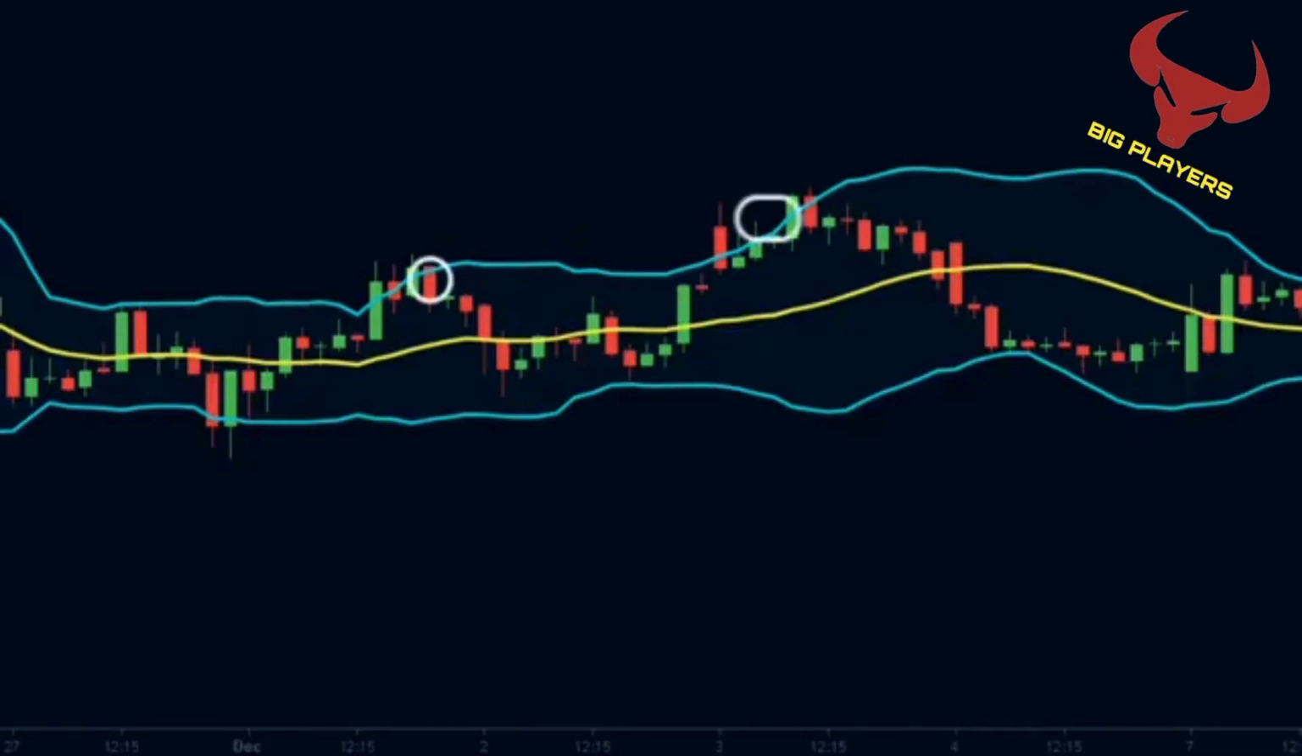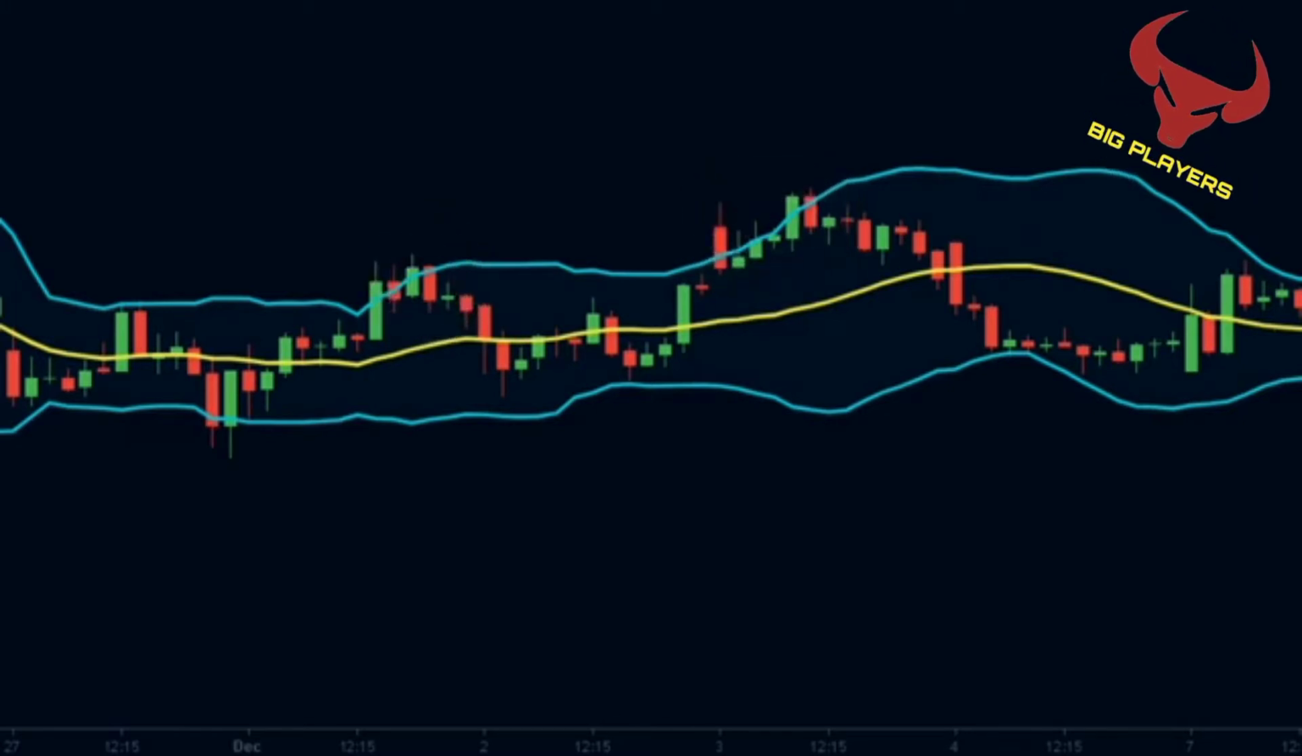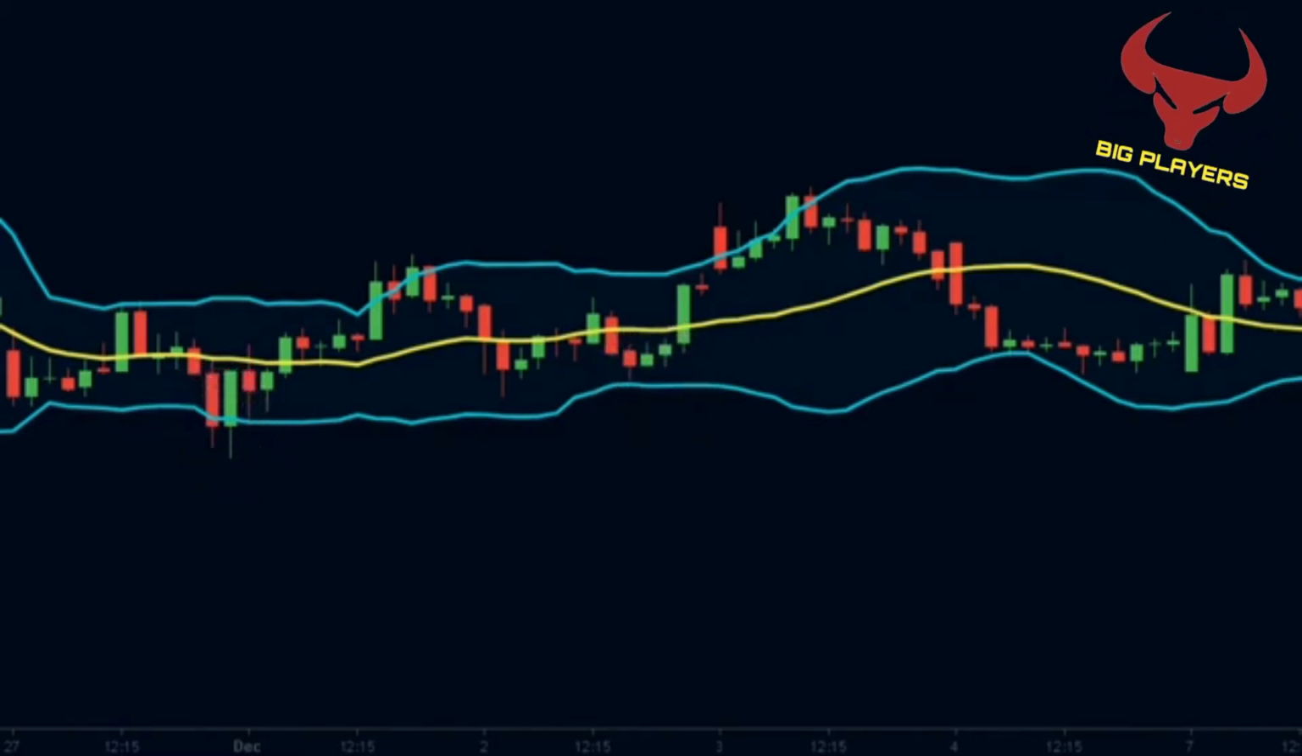Hence, if the price comes near the upper band, we can say that the price is overbought and it may reverse on the downside. Similarly, if the price is near the lower band, we can assume the price to be oversold and an upside move can be expected. This is not always true.